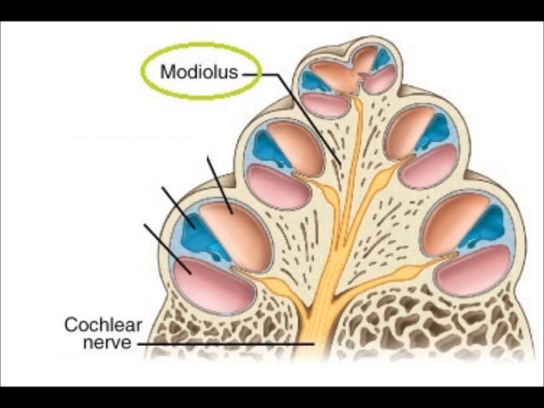The spiral ganglion resides in the modiolus, which forms the central core of the cochlea. Then, it travels as the cochlear nerve through the internal auditory canal.